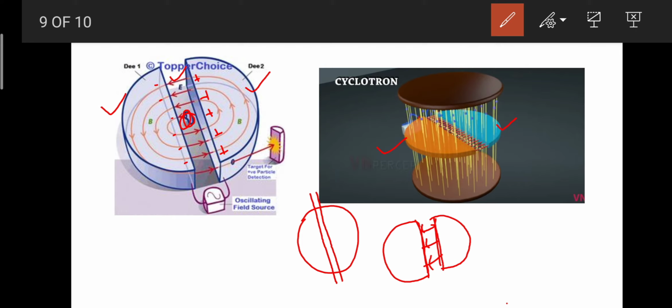What is this? This is basically an ion source, right? In the center of these two D's we place the ion source. What does an ion source do? An ion source is basically a heater, and when it heats up, it generates the ions. So this is known as the ion source, represented by S. If I want to draw S, here the S would be at this point. So this is S in the green color. You can see this is S, that is the source.